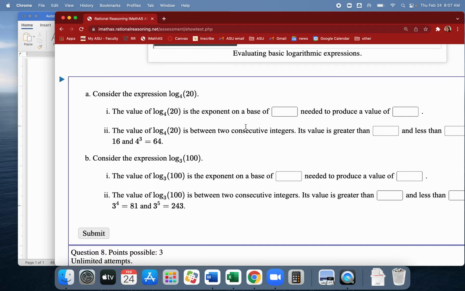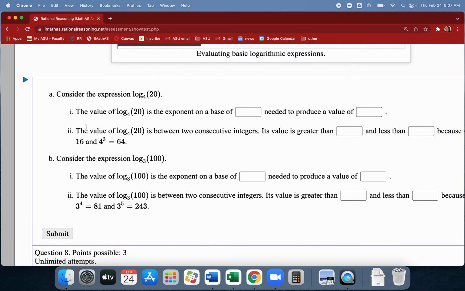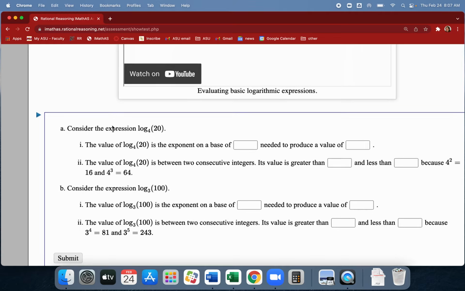So this is the more interesting ones, the estimating ones. So the expression log base 4 of 20. If I want to estimate this, I'm looking to find, and you can see in the description here, it wants to know, let me expand this to get the rest of the words on there, because I blew it up so big so we could read it, and now, there we go.